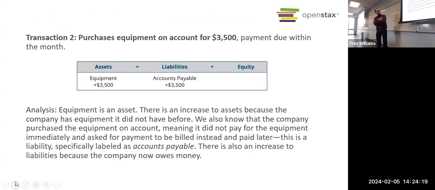Another transaction, the company bought equipment on account for $3,500. What does it mean on account?